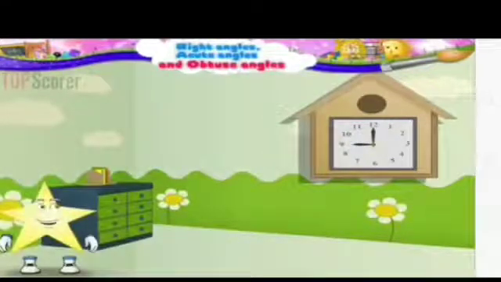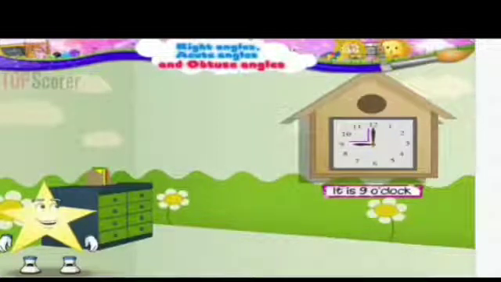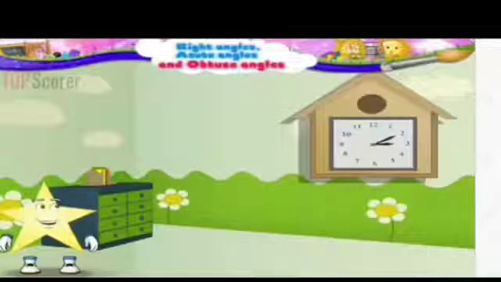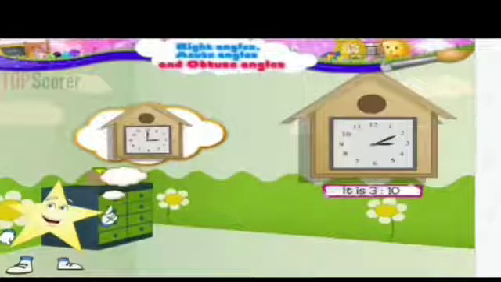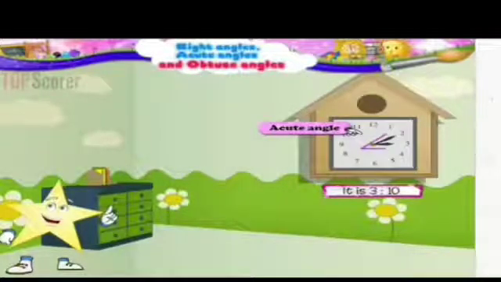Now, look at this clock, Starry. What is the time in it? Yes, it is 9 o'clock. And can you tell me what is the angle formed between the two hands of the clock? Correct, Starry. It is also a right angle. Look at this clock, Starry. The minute hand is on 2 and the hour hand has just crossed 3. What is the time in the clock now? Which means it is 3:10. The angle formed by the two hands is smaller than the angle formed by them at 3 o'clock. Such an angle is called an acute angle.